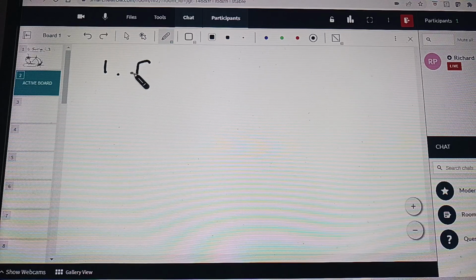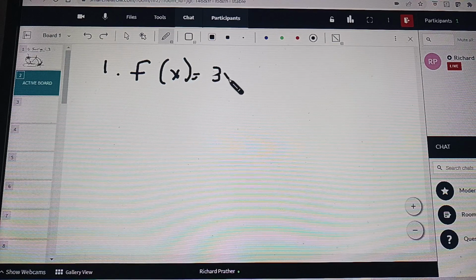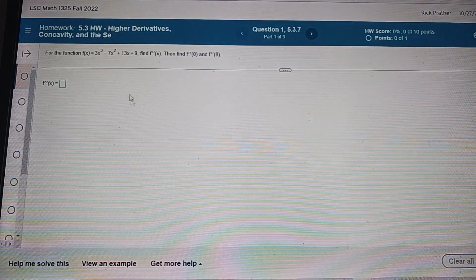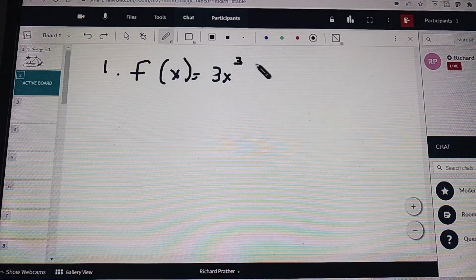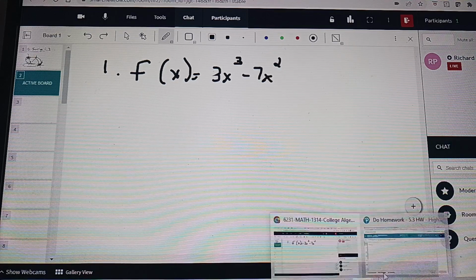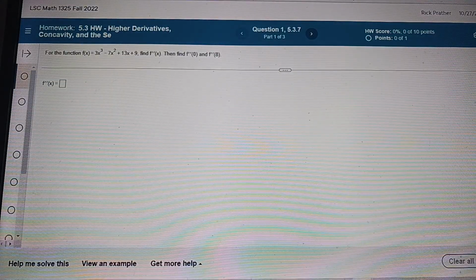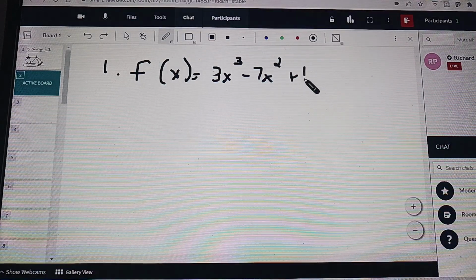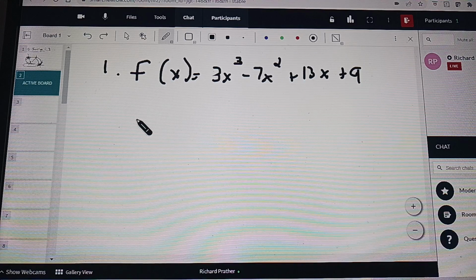The original function is 3x to the third minus 7x squared. We just have some polynomial function here. Plus 13x plus 9. We certainly can easily do what's called the first derivative, really.